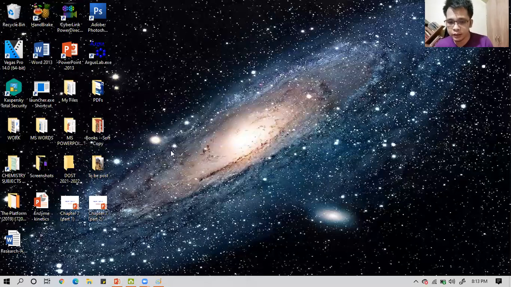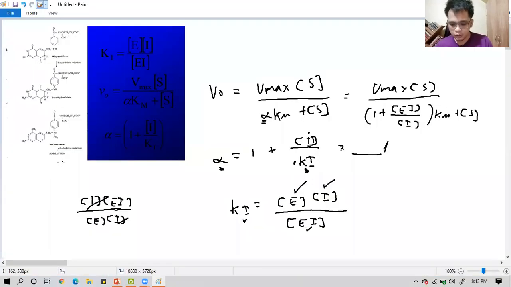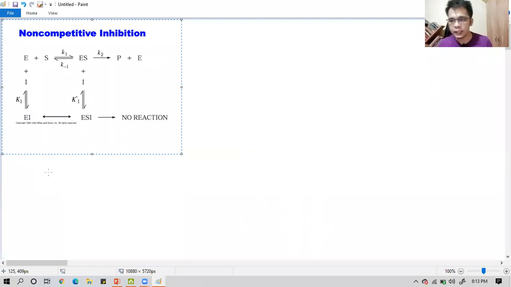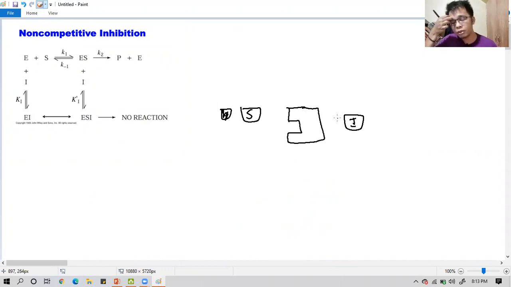Okay, ang mangyayari naman dito sa ating non-competitive inhibition is just suppose this is our substrate here. Let's discard that. Then this one here is the enzyme, and then this is our inhibitor. So yung sa may competitive is sa may active site siya sumusuot. Dito man, pwede sa may likod or kahit saan ng enzymes ang atakihin niya.